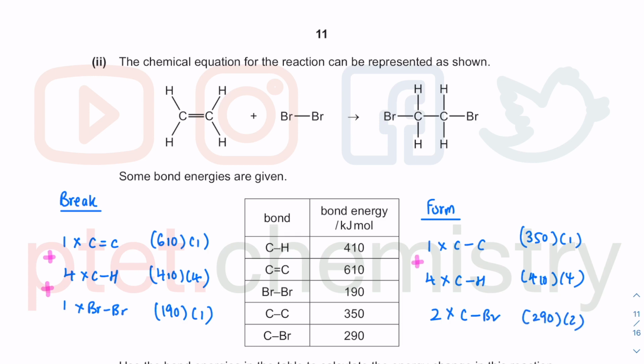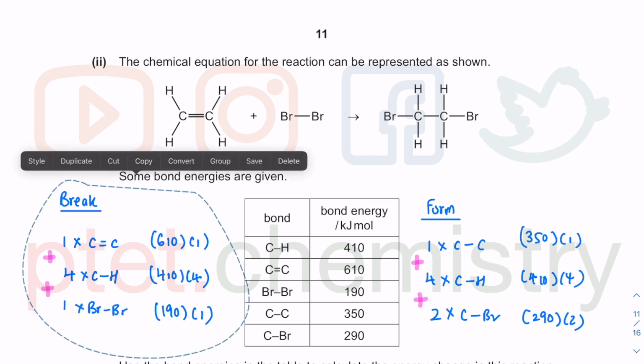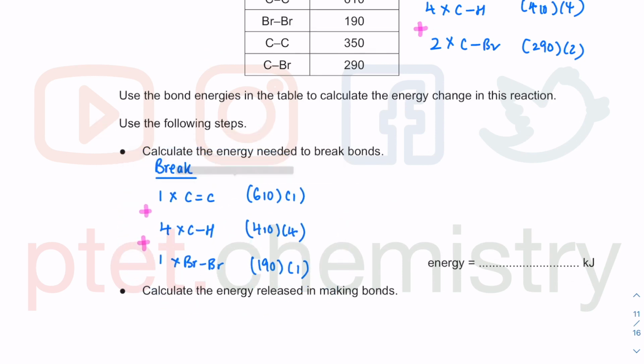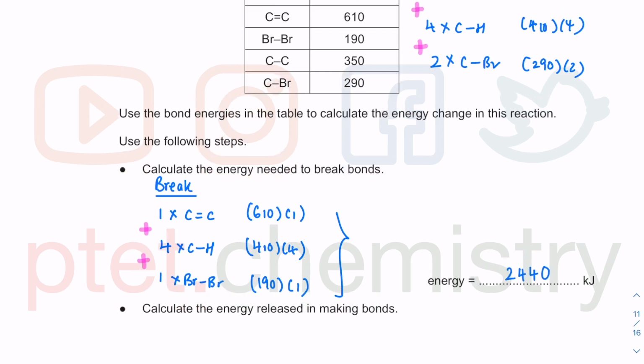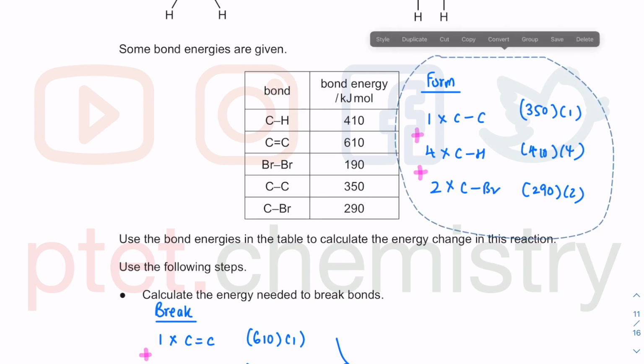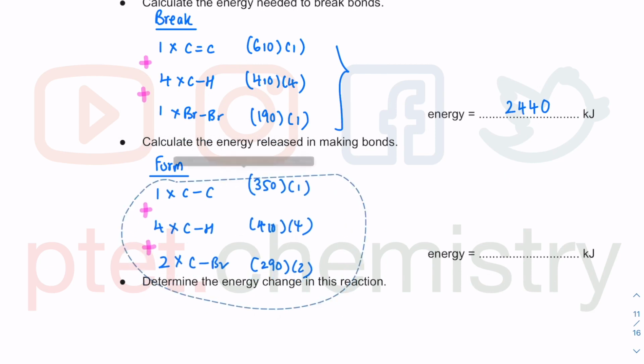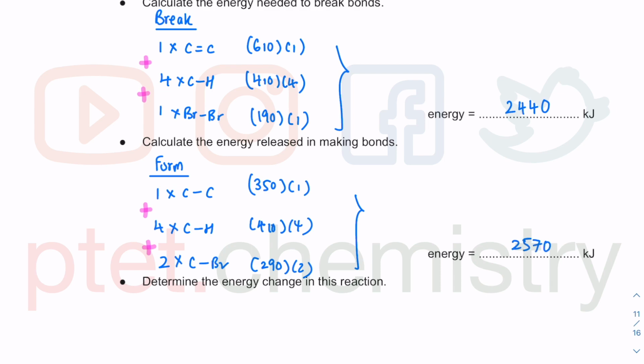Again, we're going to do the same thing. We're going to add up the total energy released when you form new bonds. So the first bit there, energy needed to break the bond. If I move this up a little bit, we're just going to sum this up: 610 times 1 plus 410 times 4 plus 190 times 1. I get 2440 kilojoule there. In terms of the energy released when we form new bonds, based on what we have just analyzed earlier, we're going to do the sum again. There will be 350 multiplied by 1 plus 410 times 4 plus 290 times 2. So we're going to release this much energy when we form all the bonds in the product.